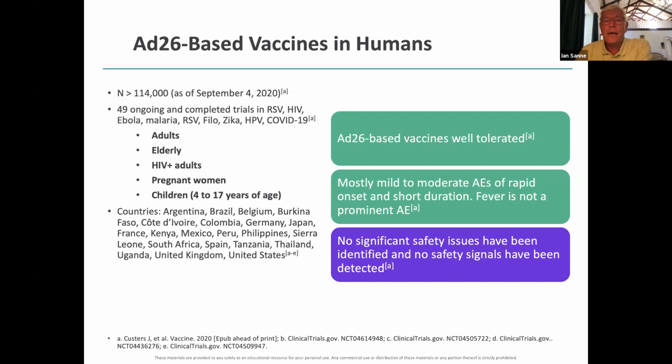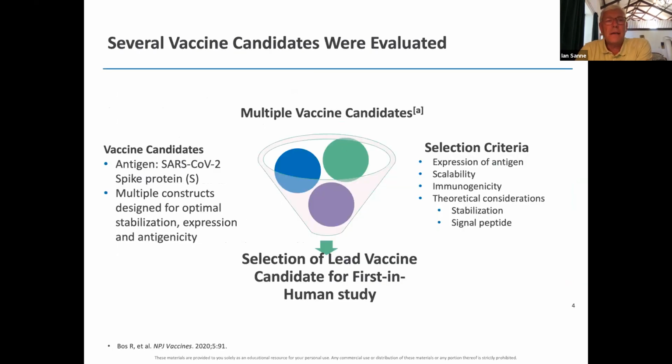coronavirus. And in fact, there were a number of vaccine programs, I'm sure you've heard of many of them, that have been ongoing, substantively supported by the NIH. And so in fact, the J&J program was also supported by the NIH. Multiple vaccine candidates have gone through a selection process.